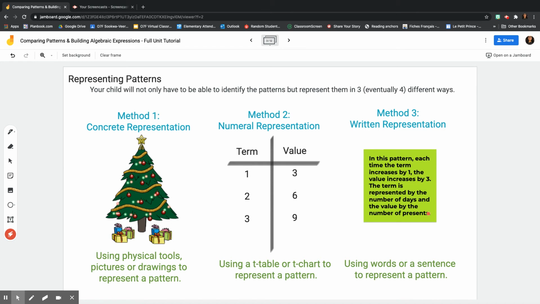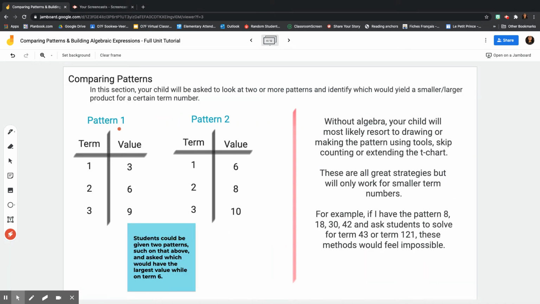So the next thing is comparing patterns. So we would do something like, here's a pattern 1 and here's a pattern 2, okay?